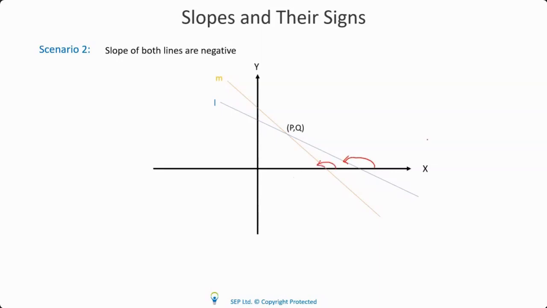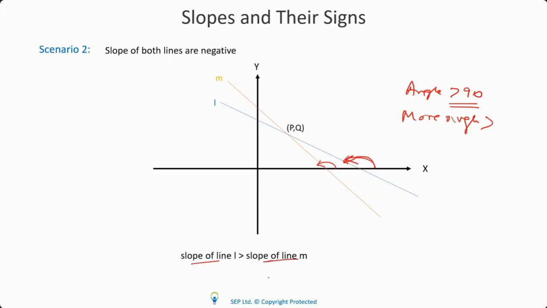Okay. Here the angle is greater than 90 degrees. Slopes are negative, but just to simplify your life, keep in mind: more angle, greater slope. So in this case, notice line L has more angle here. It is negative, but the slope of line L is greater than line M.